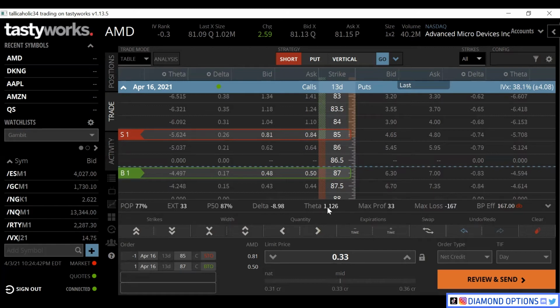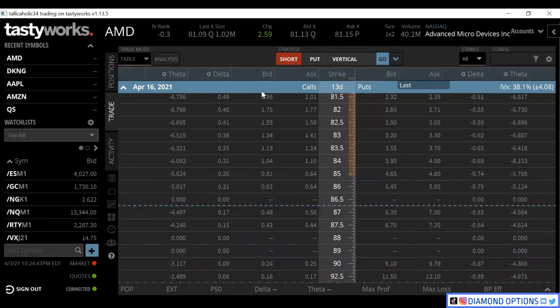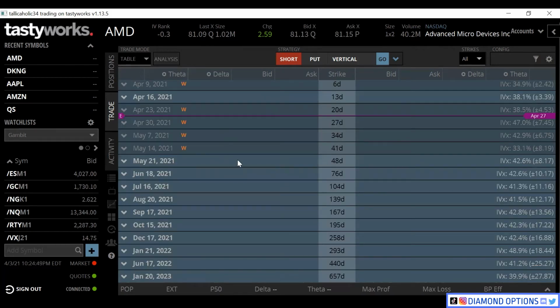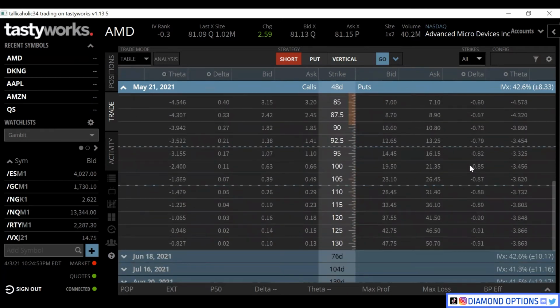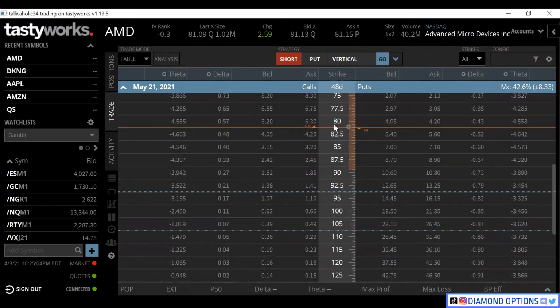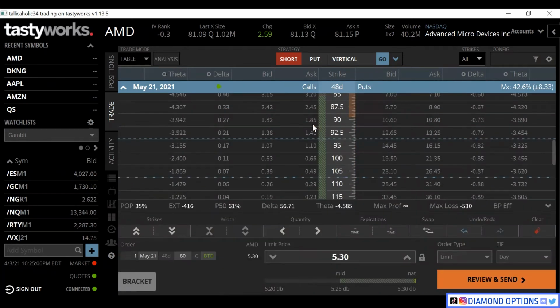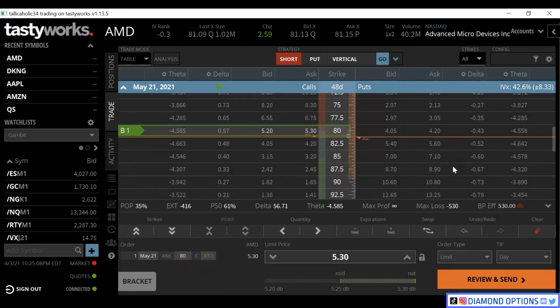Now, what else do we look for when we're playing these credit spread strategies? Well, let's go out to May right here. What we want to do is try to collect enough premium in here, and yet give ourselves a really, really high probability of profit. Now, let's just compare a call debit spread real quick with a credit spread in here.